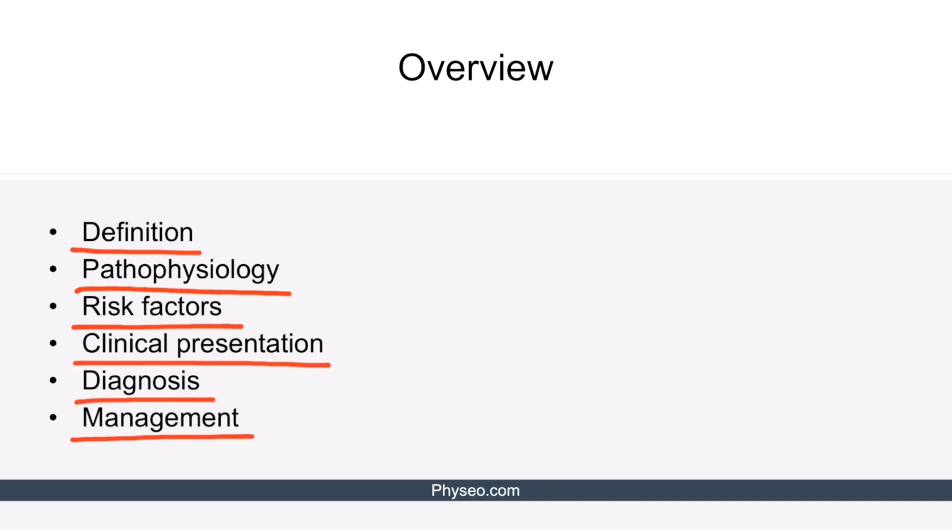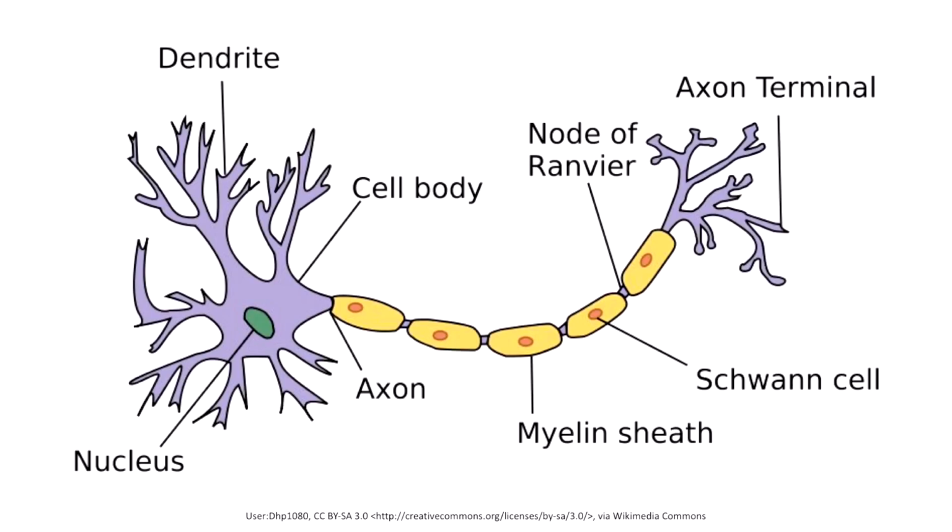Let's begin with a brief refresher on the role of myelin in the nervous system. This image depicts the structures of a neuron. From your preclinical years, you'll remember that the axon is typically the longest part of a neuron that transmits the electrical impulse from the cell body to the axon terminal. Axons are covered in myelin to speed up the conduction and prevent dissipation of electric impulses.